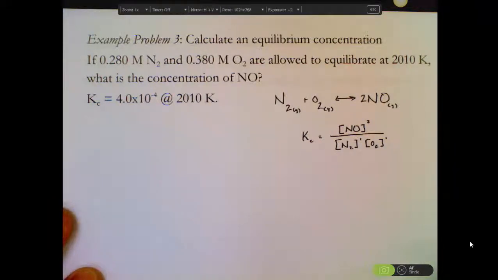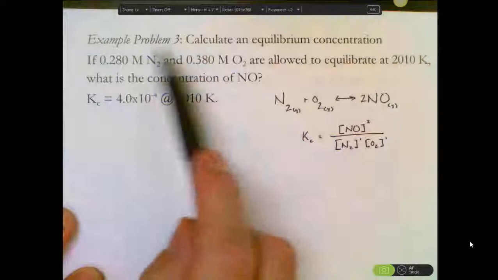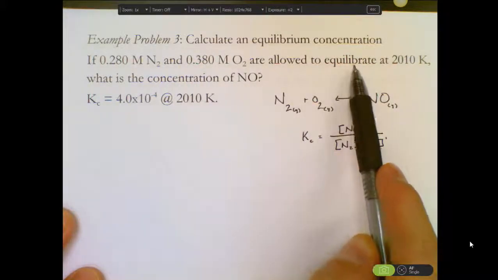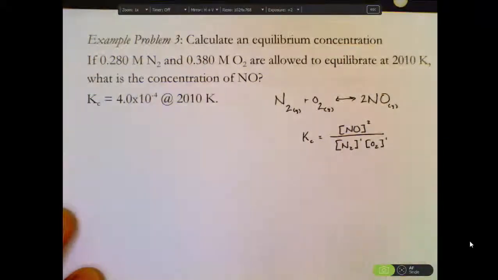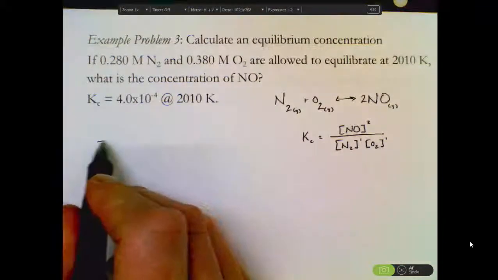We need to create an ICE table. We know we need an ICE table because it says these two numbers are allowed to equilibrate, which means that they are not at equilibrium, so we can't use our equilibrium expression yet. So I'm going to set up my ICE table.